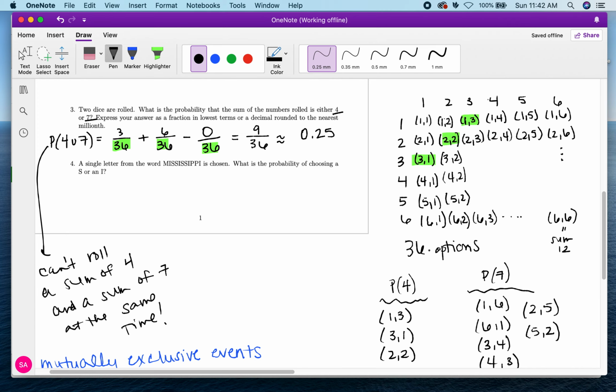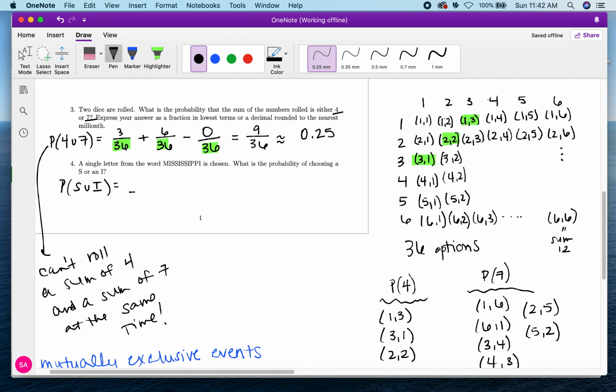All right, we got one more to do. And it's very similar to the one we just did. A single letter from the word Mississippi is chosen. What is the probability of choosing an S or an I? Okay, so what's the probability of choosing either of these letters? The probability of choosing an S or an I. So again, it'll be the probability of choosing the S plus the probability of choosing the I minus the probability of choosing both of those at the same time.